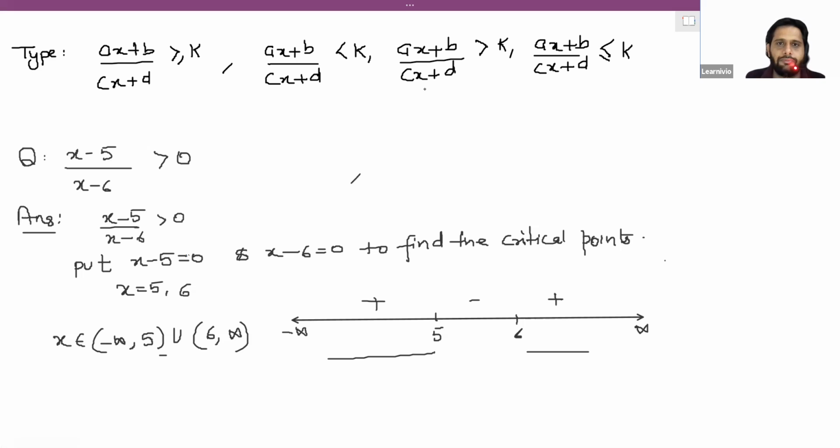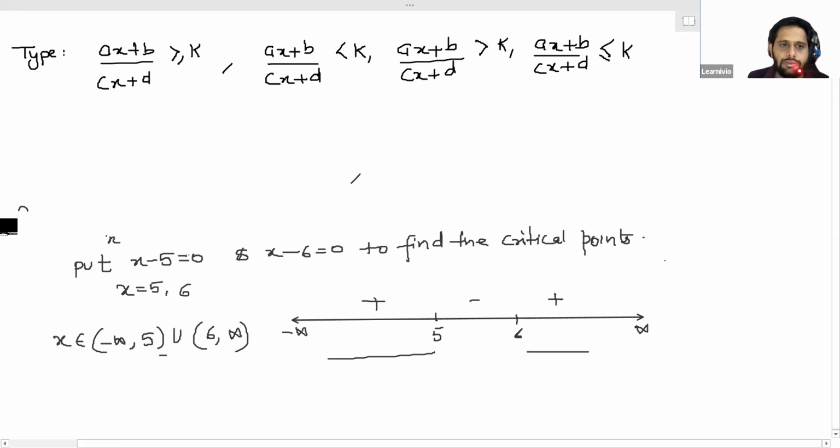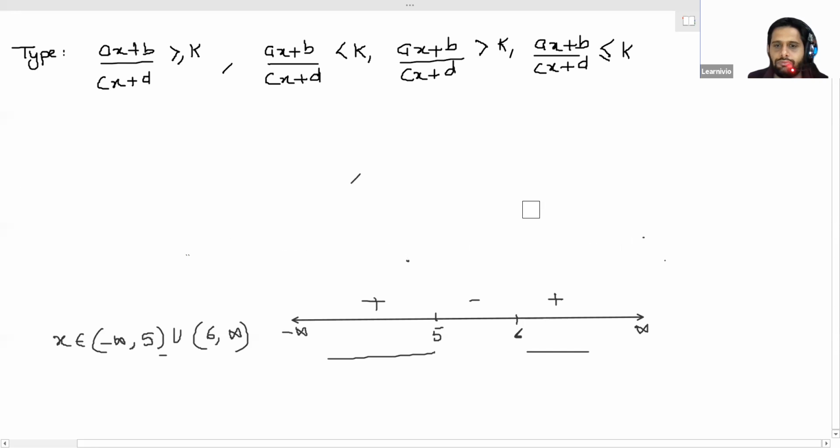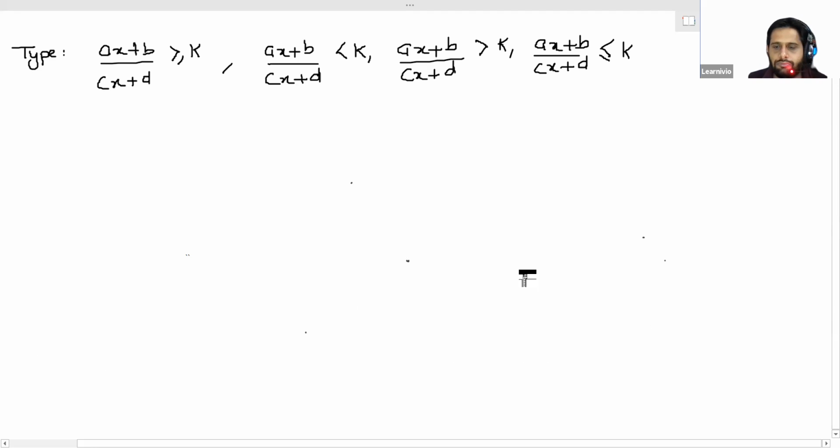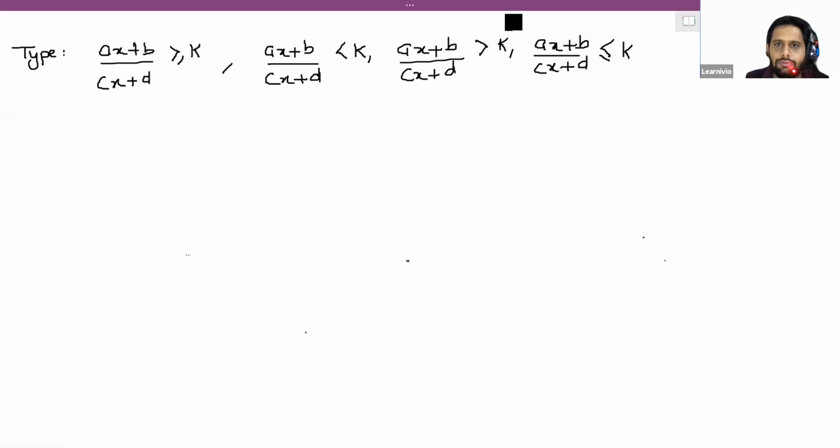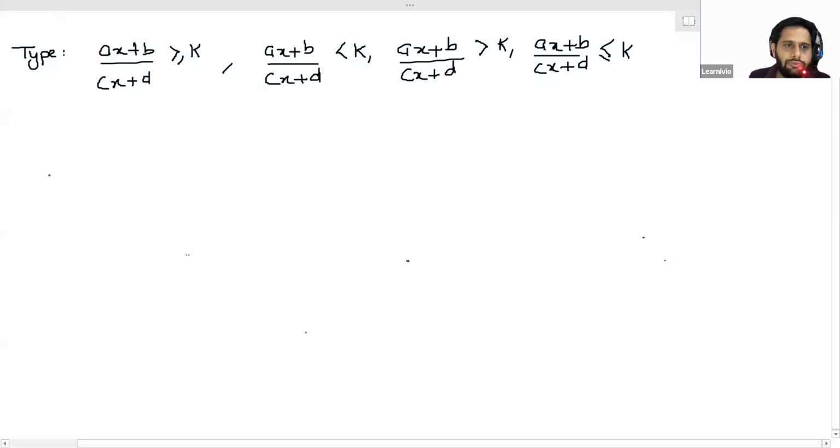Shall I rub this? I guess you all have already noted this. Please try this question. Next question is x minus 4 by x minus 2 is less than 0. Please solve this question and share your answer with me.